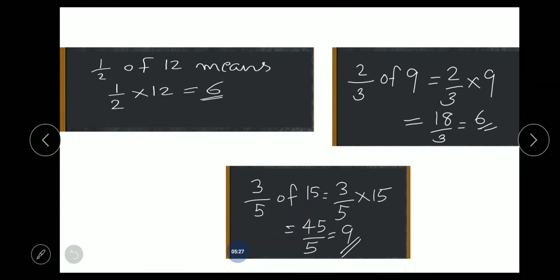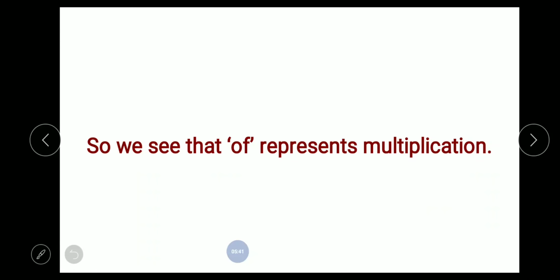2 by 3 of 9 means 2 by 3 into 9 equal to 18 by 3, 6. 3 by 5 of 15 means 3 by 5 into 15, that is 45 by 5 is equal to 9. We see that 'of' represents multiplication. When we see 'of', it represents multiplication.